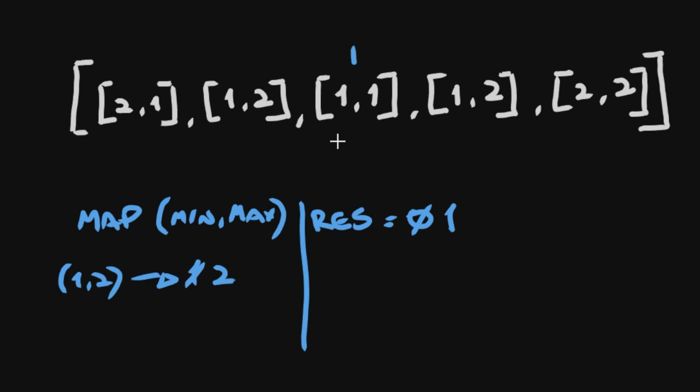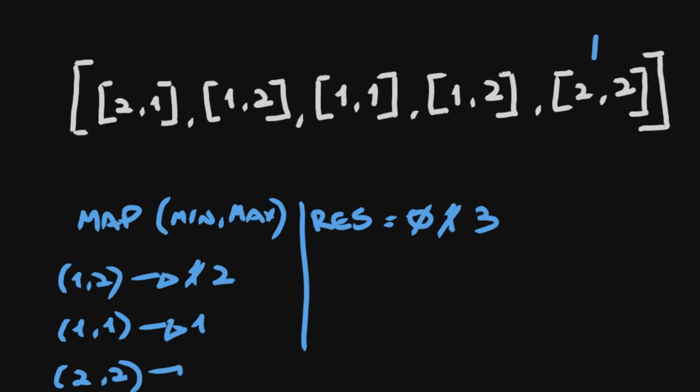Now the i pointer is here and we don't have a tuple with 1 and 1 in our map, so we add this with a count of 1. Next, i pointer is here and we do have this key in our map over here, so we add this to our result. And now the result is 3. And finally the i pointer is here and we don't have this in our map, so we add 2, 2 with a count of 1. We update the i pointer, we reach the end and we return the result, which is 3.